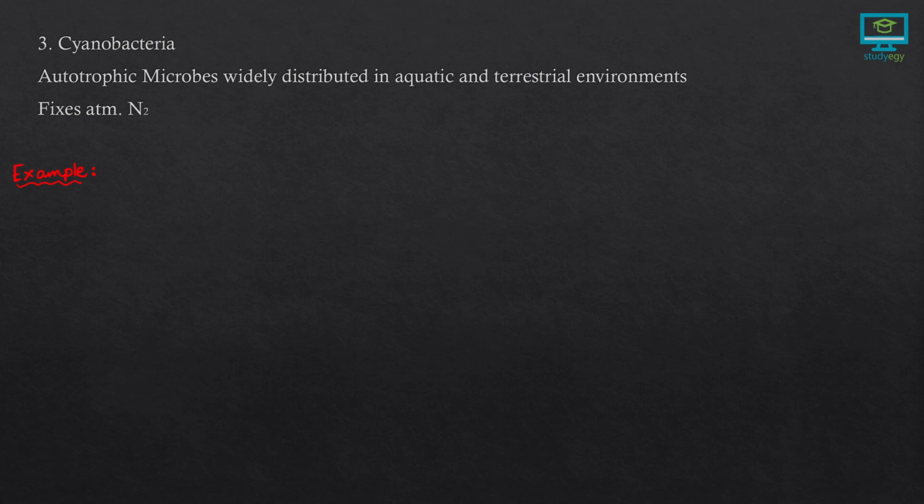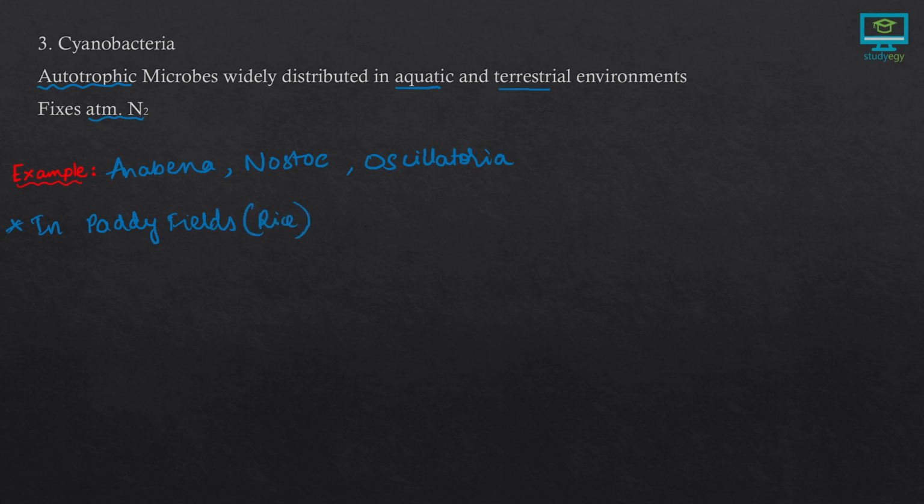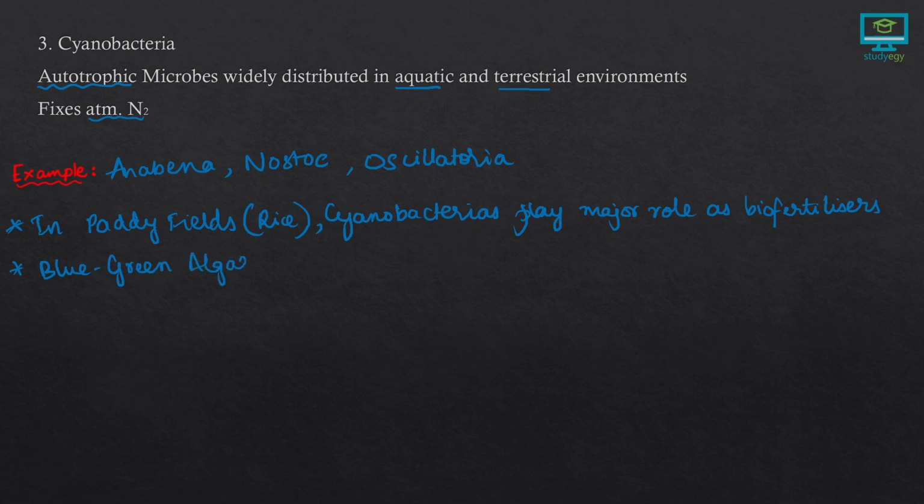Next, here we have cyanobacteria. They are autotrophic, that is they can synthesize their own food, and a main point, they are widely distributed in aquatic and terrestrial environments. They fix atmospheric nitrogen. Examples are Anabaena, Nostoc and Oscillatoria. This is an important point: in paddy fields or the rice fields, cyanobacteria play a major role as biofertilizers. The blue-green algae increase soil fertility.